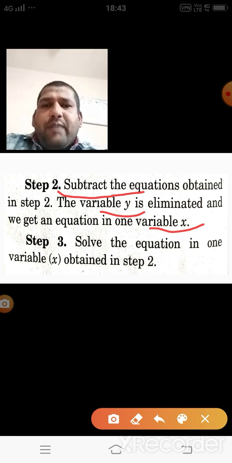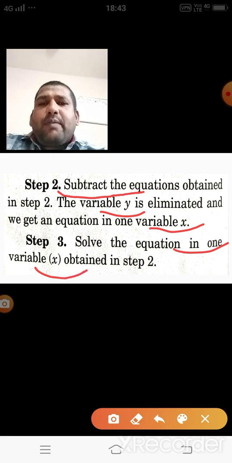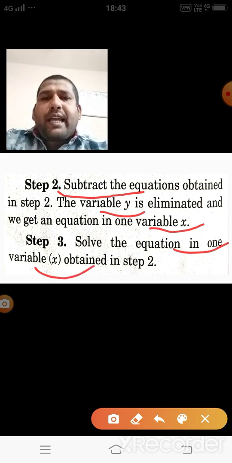If you eliminate one variable, the remaining equation is in one variable, and we can easily solve a linear equation in one variable. Easily we have the value of x, or you may find the value of y first.